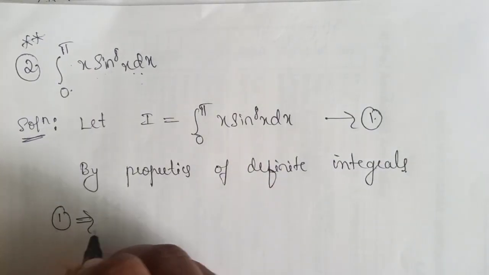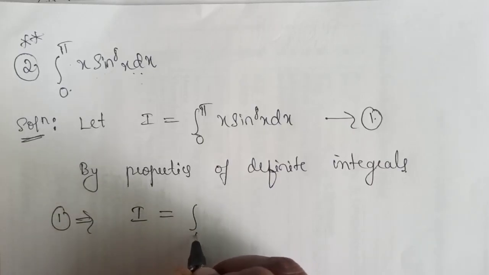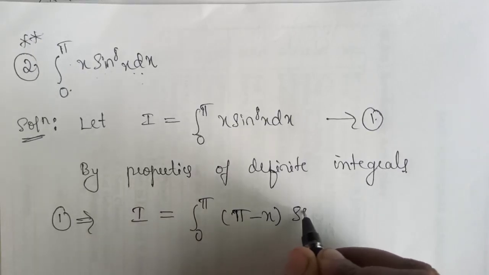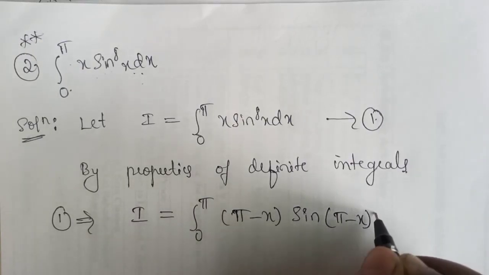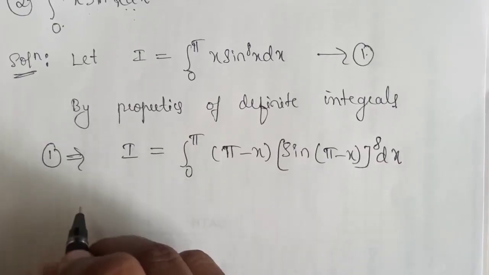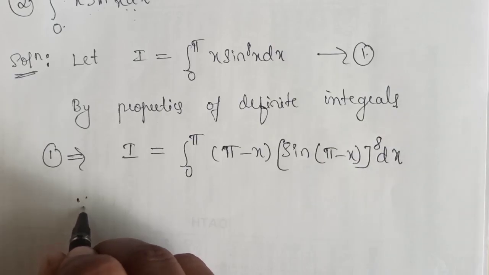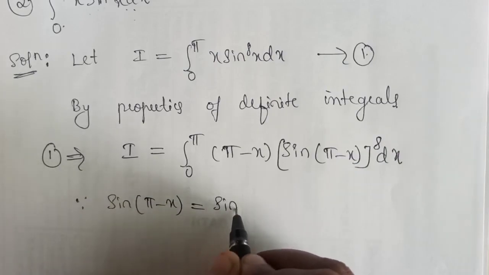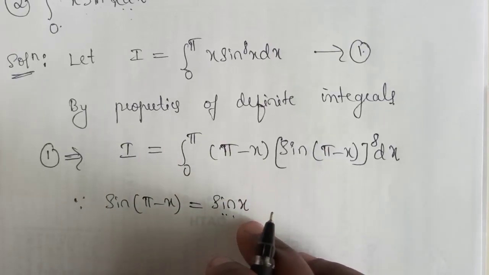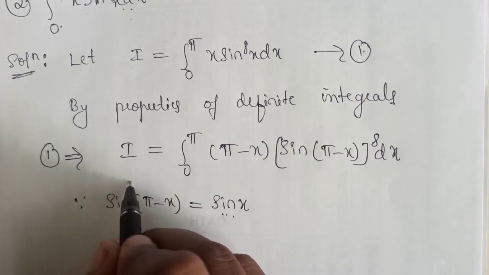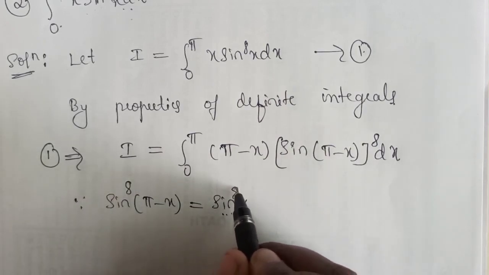equation 1 can be written as I equals to integration 0 to pi (pi minus x) into sine of (pi minus x) whole power 8 dx. Okay, but we know that sine of (180 minus theta) is always sine theta, which is positive, because it lies in the second quadrant. In the second quadrant sine function is positive, therefore if we add power 8 then we get sine power 8x.